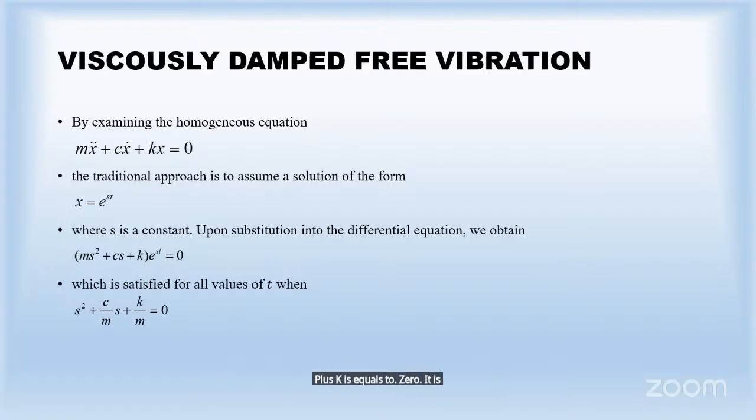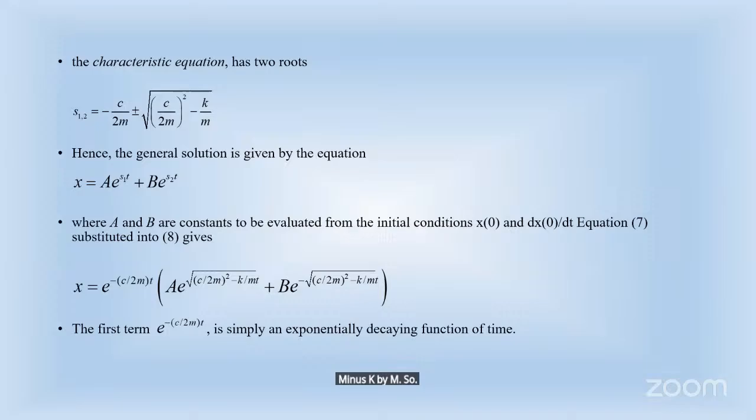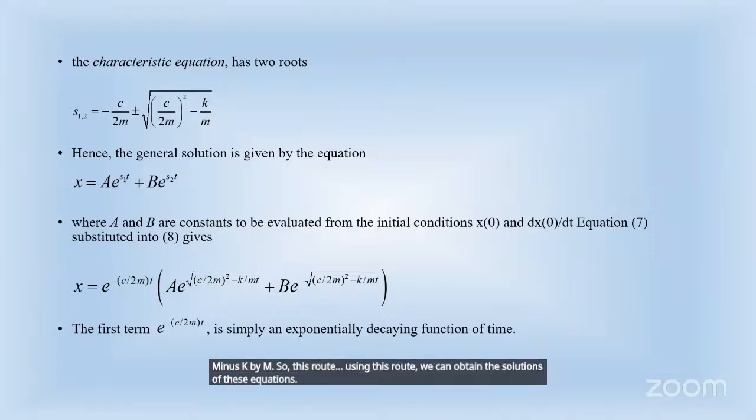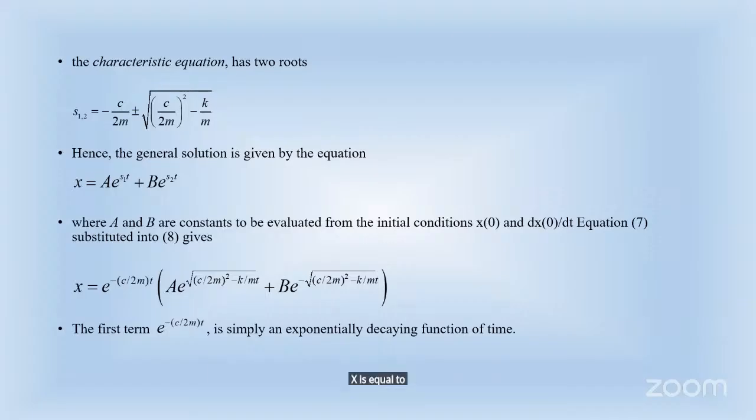It is an algebraic equation, a second-order quadratic equation. The solutions of this equation are s1,2 equals minus c by 2m plus or minus root over (c by 2m) whole square minus k by m. Using this root, we can obtain the solution of these equations: x equals A e to the power s1 t plus B e to the power s2 t.